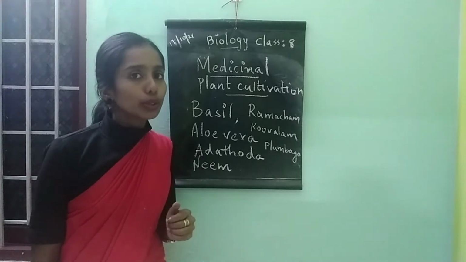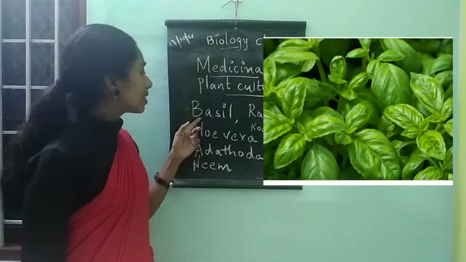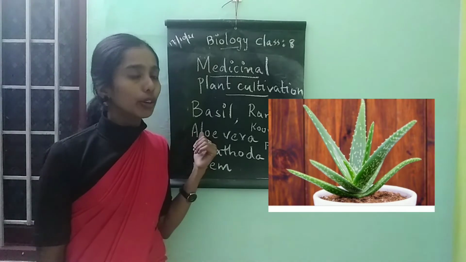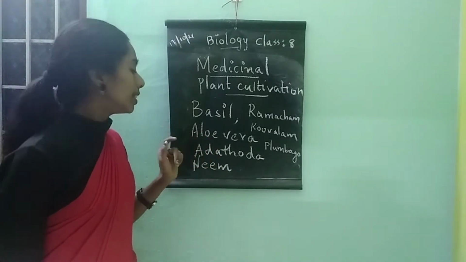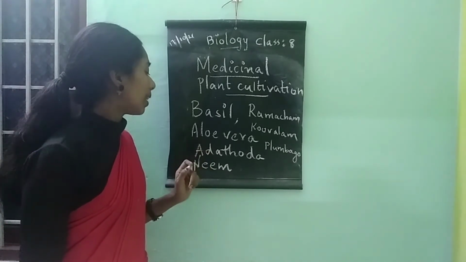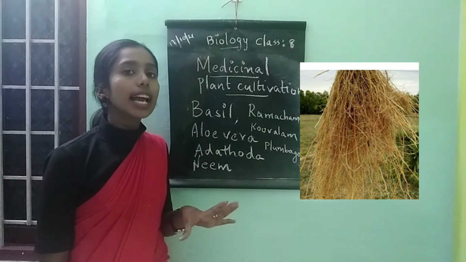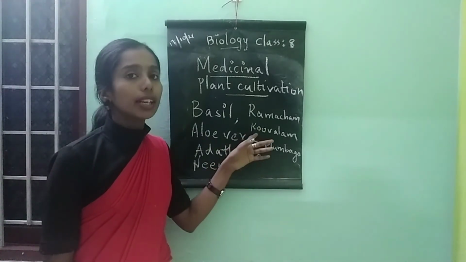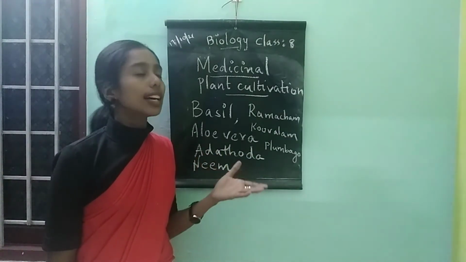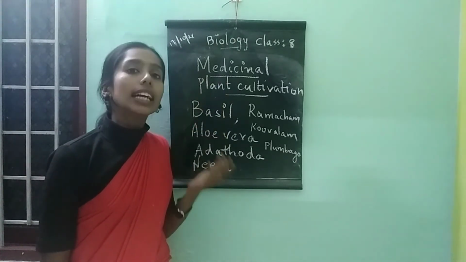Which medicinal plants do you know? Good. Tulsi, neem, basil. Do you know aloe vera? Most of you will have aloe vera at home, which has high medicinal property. Adathoda, then ramacham, koovalam, and plumbago. Tulsi and ramacham both have medicinal value. All these have medicinal properties and are involved in medicinal plant cultivation.